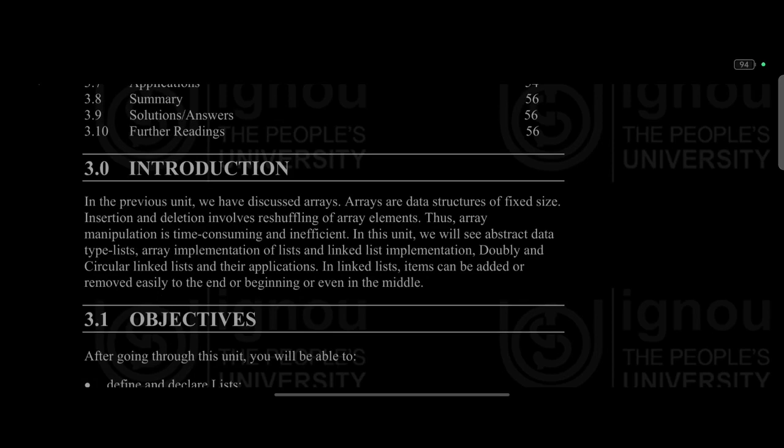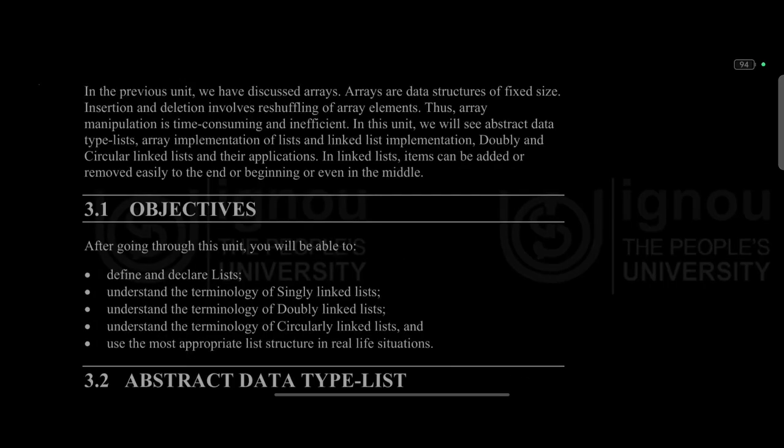In this unit, we will see abstract data type lists, array implementation of lists, and linked list implementation, doubly and circular linked lists, and their applications. In linked list, items can be added or removed easily to the end or beginning or even in the middle.